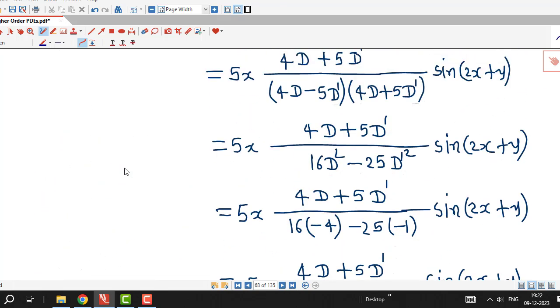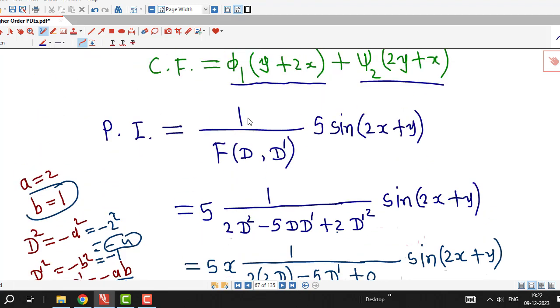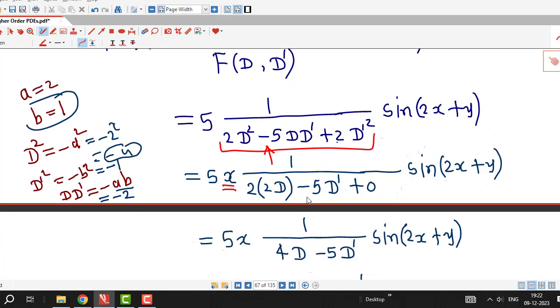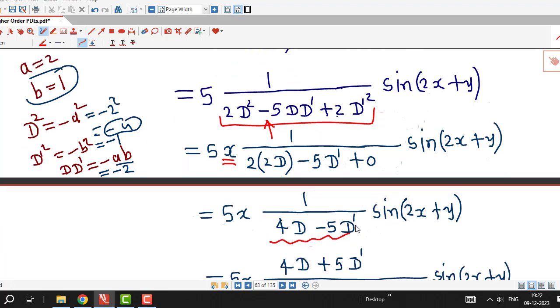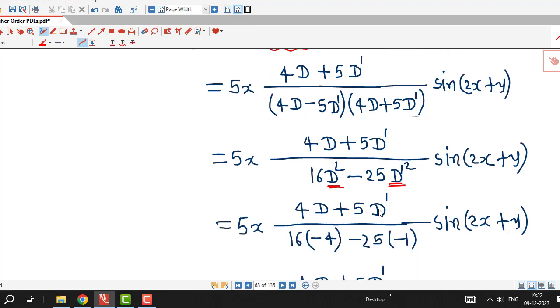Another thing is, when we replace this D square by minus a square, D dash square by minus b square, and D D dash by minus ab, then if f of D, D dash becomes 0, then we multiply by x and we differentiate f of D, D dash with respect to D partially, considering D dash as constant, and after that we rearrange this part in such a way that we obtain D square and D dash square, so that again we can replace D square by minus a square, D dash square by minus b square, and D D dash by minus ab, and again whatever we obtain, that must be non-zero.